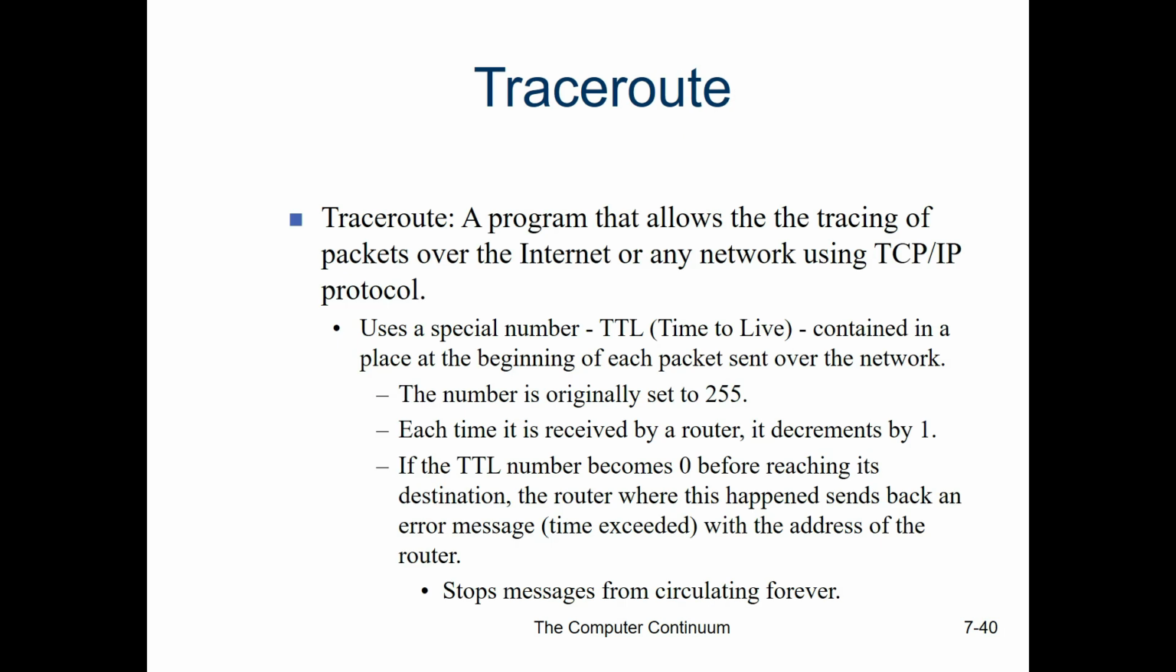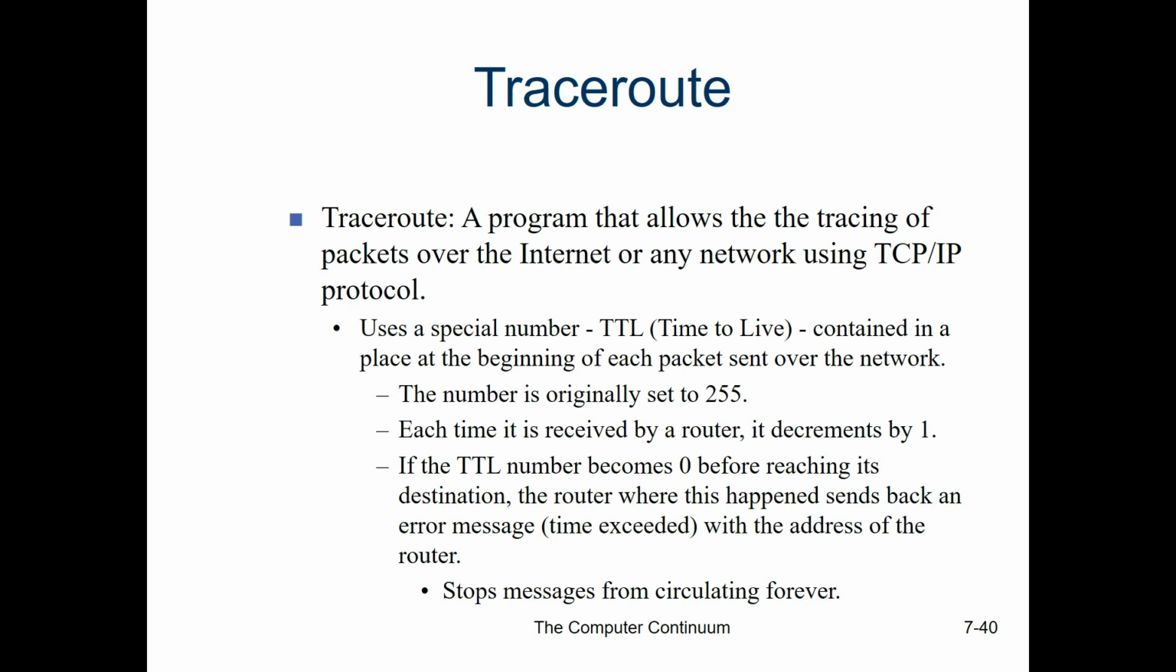Alright, then we have traceroute. It's basically a program that allows the tracing of packets over the internet or any network using TCP/IP protocols. It uses a special number called TTL, time to live, contained in a place at the beginning of each packet sent over the internet. The number is originally set to 255. Each time it is received by a router, it's decremented by 1. If the TTL becomes 0 before reaching its destination, the router sends an error message, time exceeded, with the address of the router, and stops the message from circulating forward.